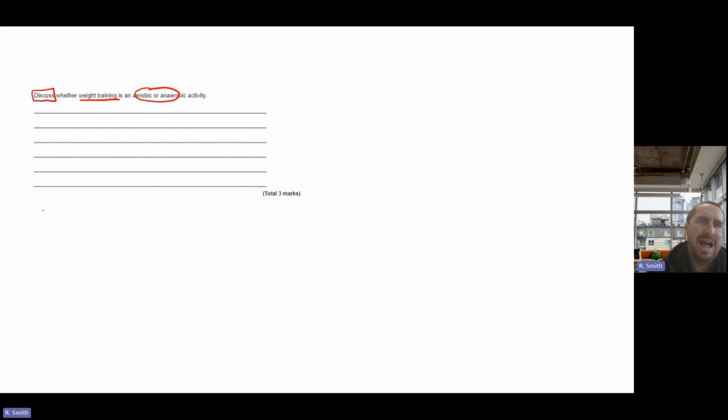So if we were working anaerobically, we would be working at a high intensity. Often there will be a high weight with a longer recovery period. We'll be working anaerobically, so therefore we've got glycogen as our main energy source. So we're going to be using glycogen stores, and we also know that lactic acid will be produced. So it can be anaerobically, but equally it could be aerobic.